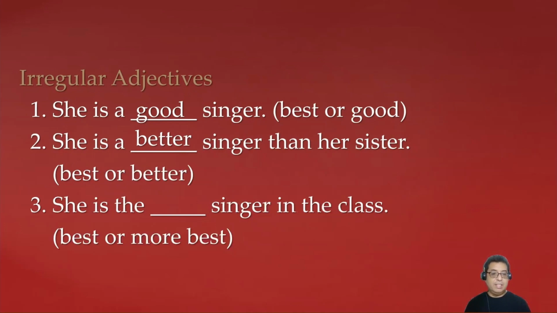Number three, she is the blank singer in class. What are you going to use? Best or more best? Very good. Best. She is the best singer in class. Now, I gave you options here because these are irregular adjectives, and if you're going to follow the pattern, as you can see, it doesn't always work.